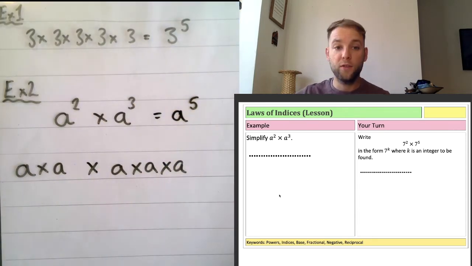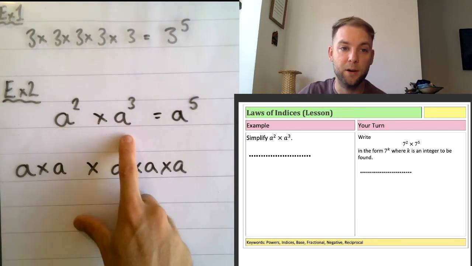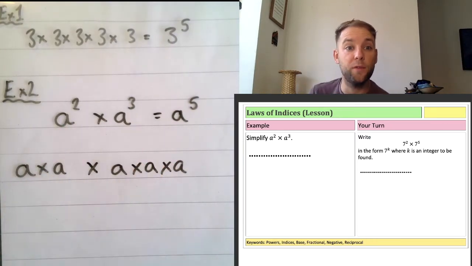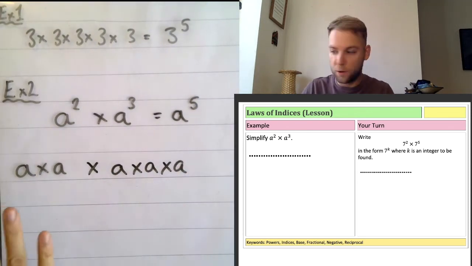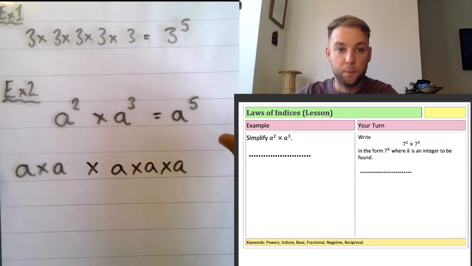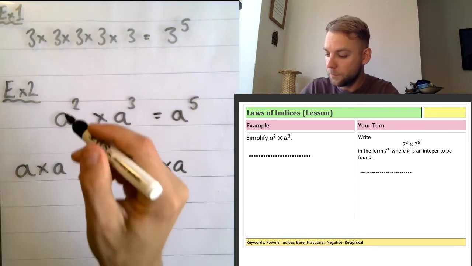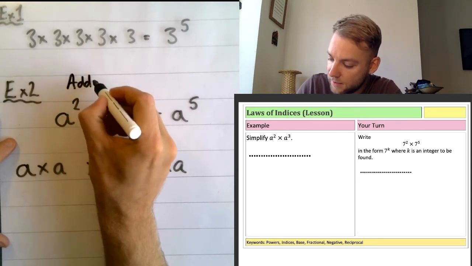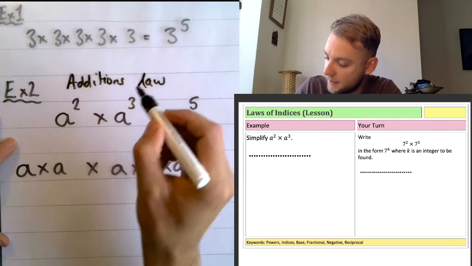Now, we're looking for a quick way to be able to do that. And you might notice that a to the power of 2 times a to the power of 3 is the same as adding both of those powers. So don't worry about getting that bottom bit down. Just get that top bit down. If you want to, you can call that the addition law. Probably worth writing this in your notes. So that's the addition law.